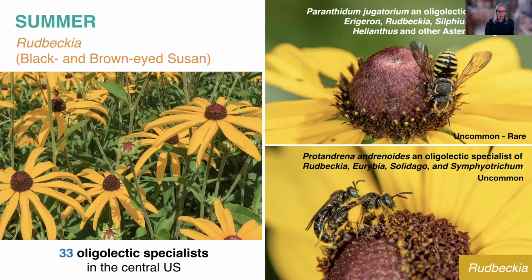Rudbeckia, a very diverse genus, multiple species. Some are sort of early successional species in our habitat restorations. Others can be quite long-lived perennials. And the Rudbeckias support 33 different specialists just alone in the central US. And again, another plant in the family Asteraceae that has easily accessible floral resources. It's quite easy for the females to circle around the cone of these flowers and collect the host plant pollen.